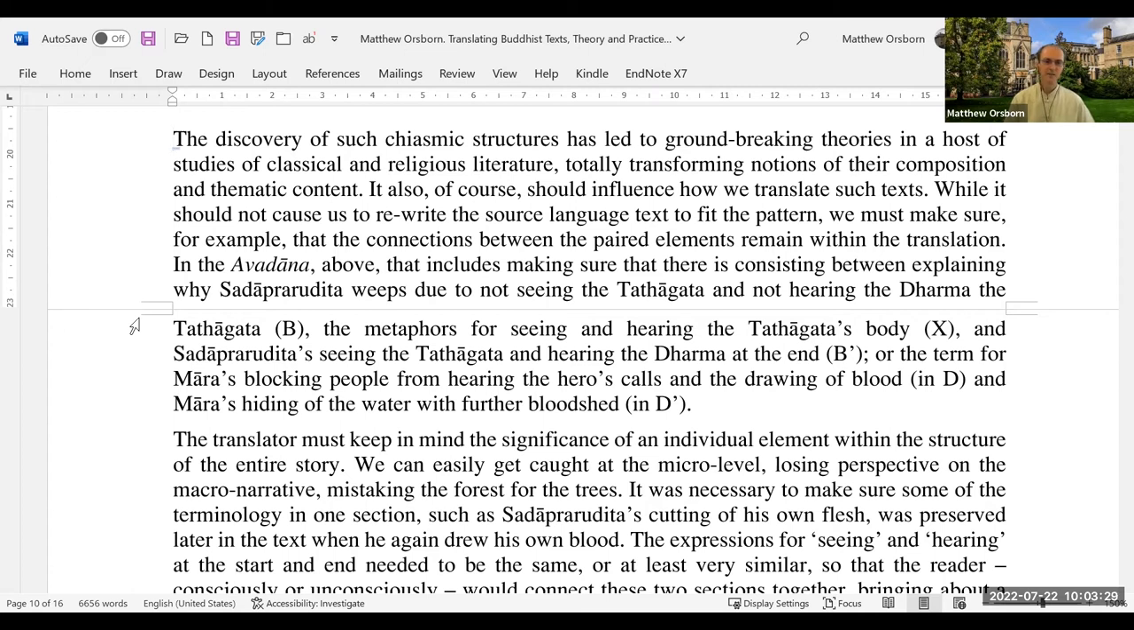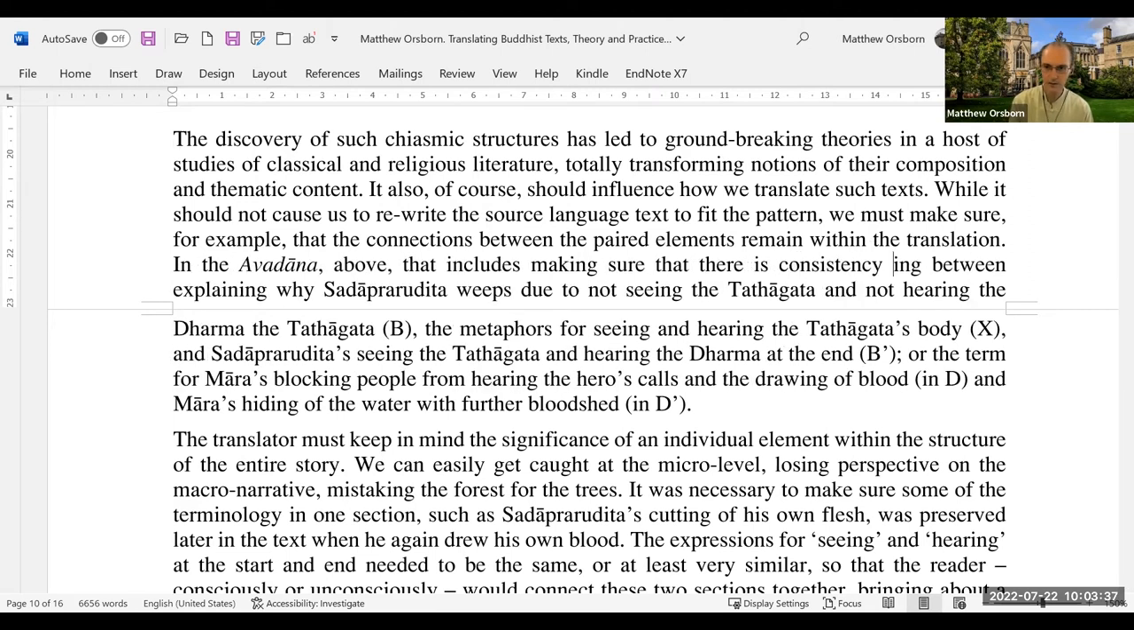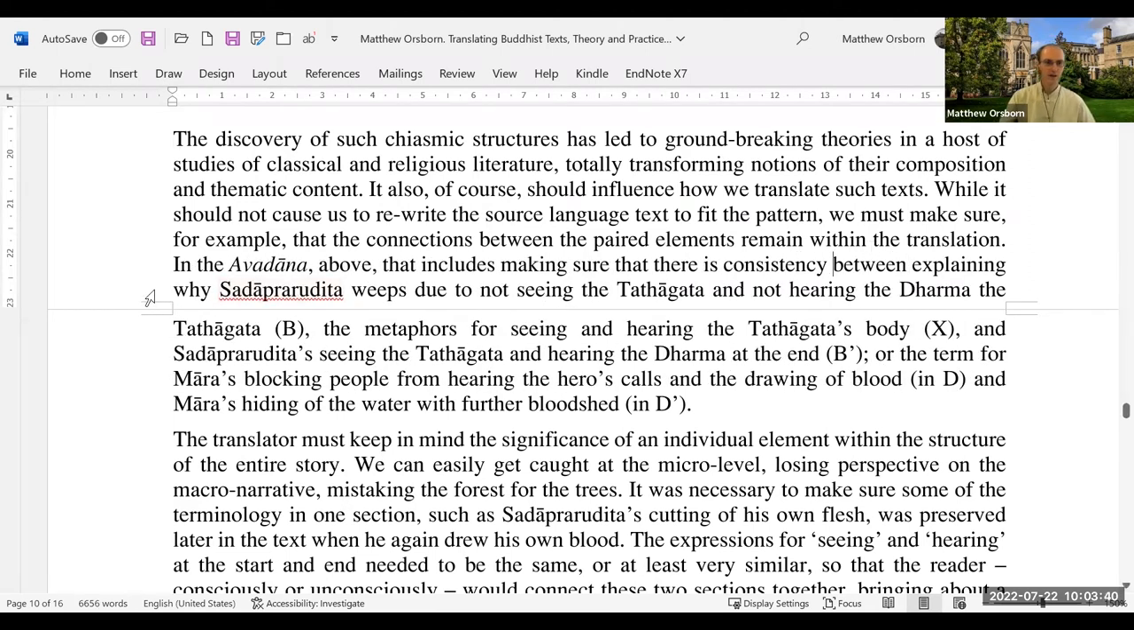So in the Avadana above, that includes making sure that there is consistency between explaining why Sadaparodita weeps due to not seeing the Tathagata and not hearing the Dharma. The metaphors for hearing and seeing the Tathagata's body and hearing the Dharma are in the middle, and then at the end, Sadaparodita can see the Tathagata and hear the Dharma.